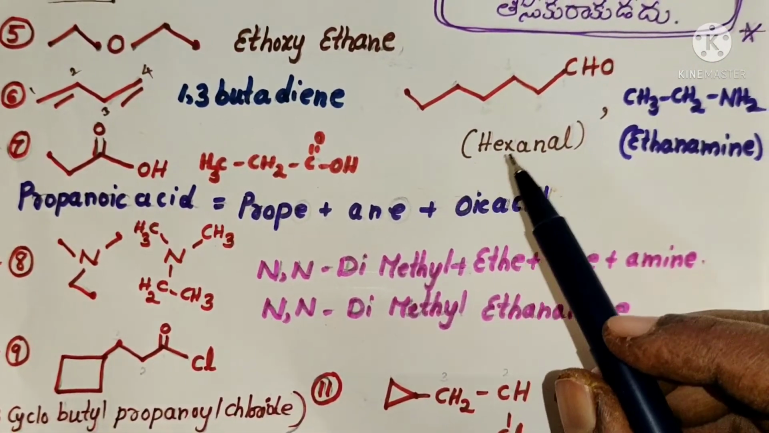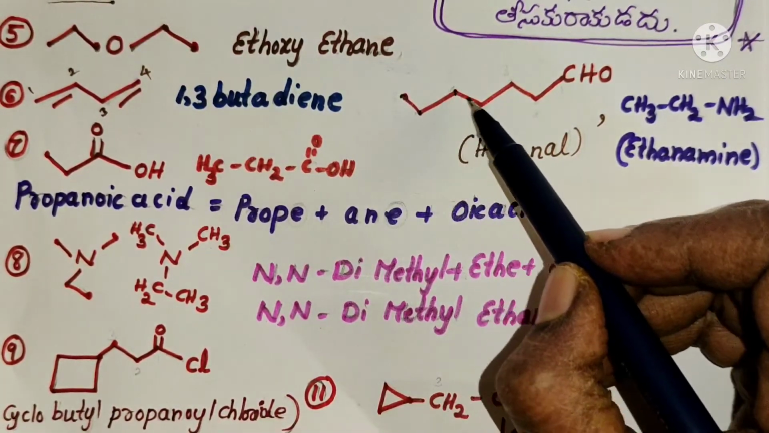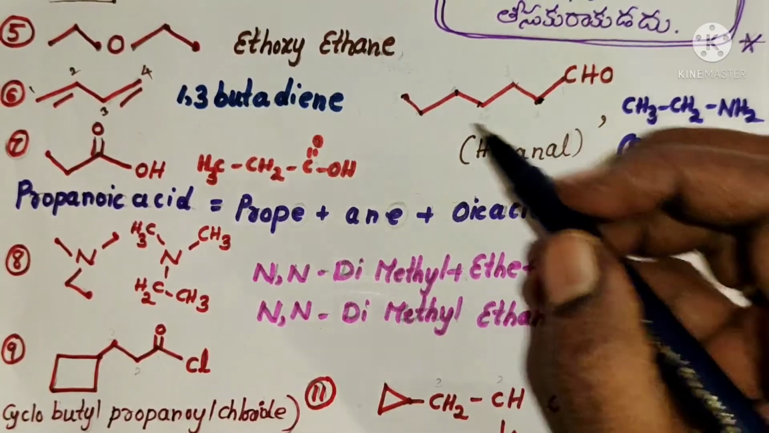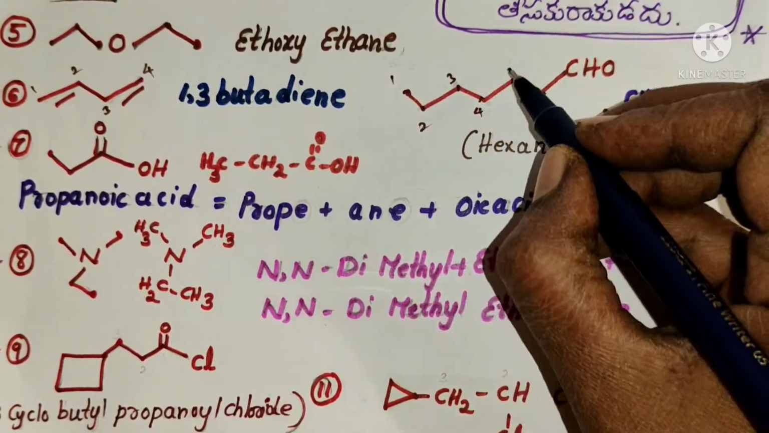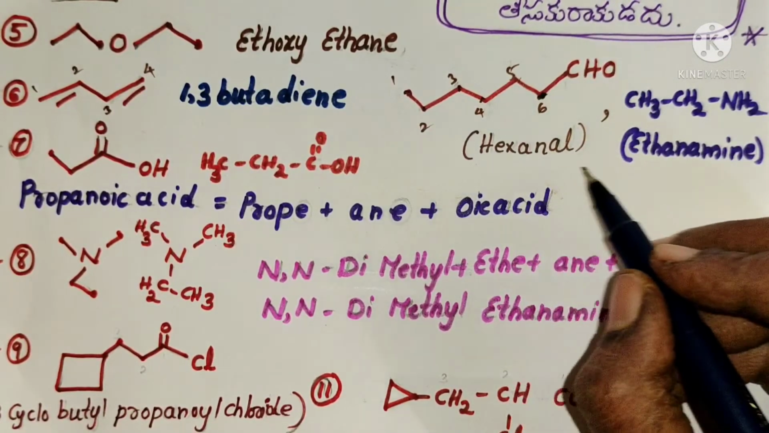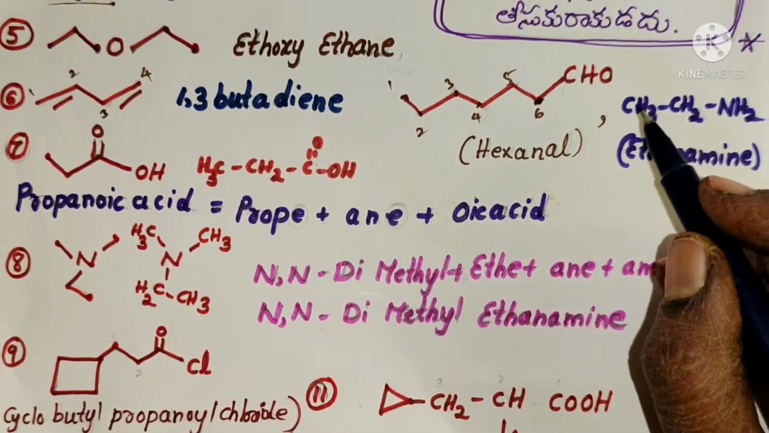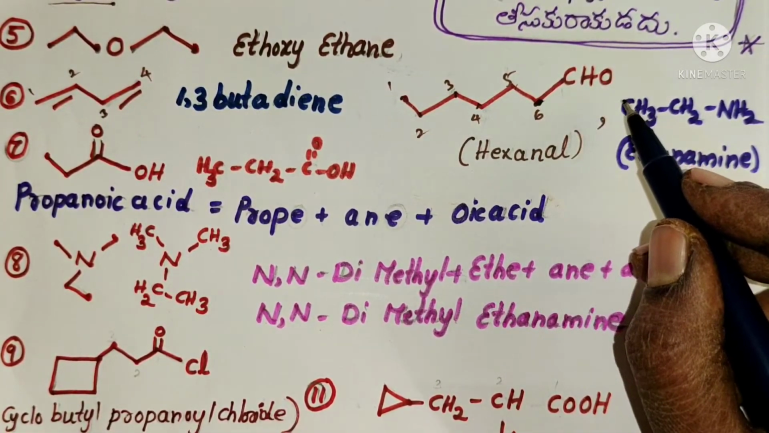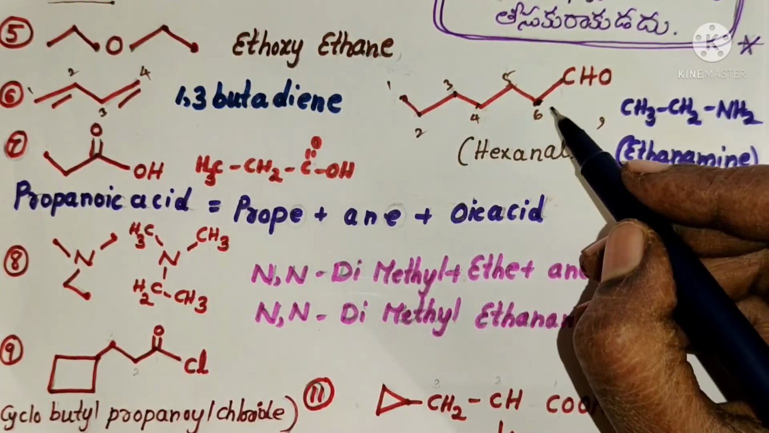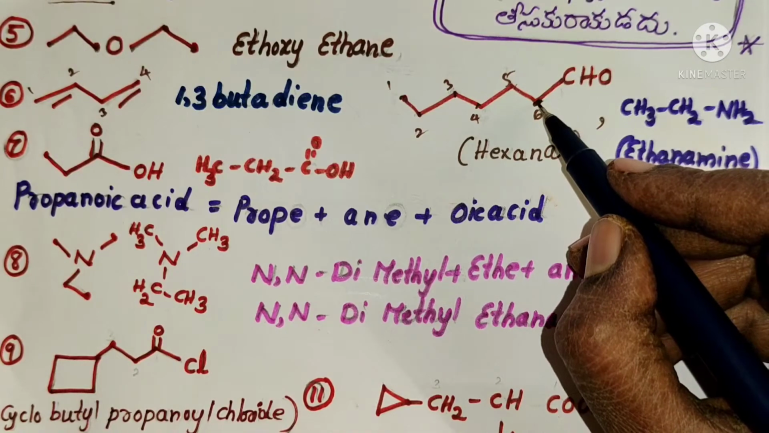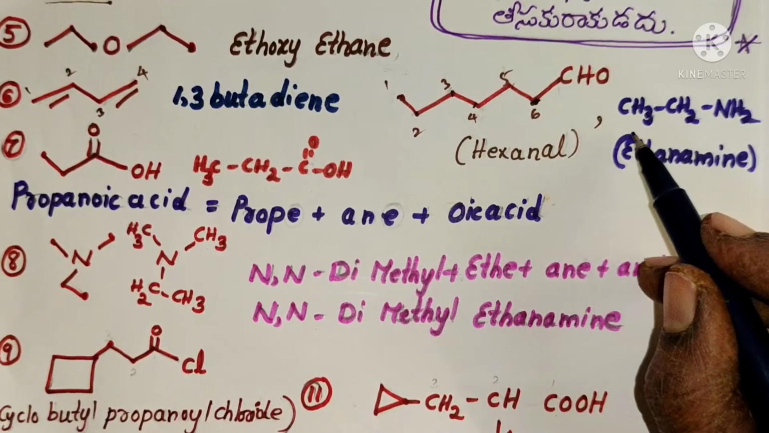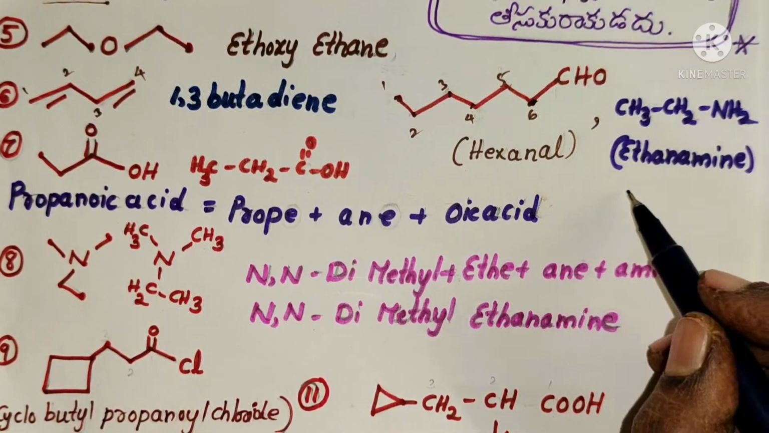Next one, here 1, 2, 3, 4, 5, 6. These are 6 carbons. The sixth carbon has a CHO group, nothing but hexanal. The aldehyde group is called al, in the suffix. In total 6 carbons are there, so the word root is hex. So hexanal. Okay, next CH3CH2NH2, it is ethanamine.